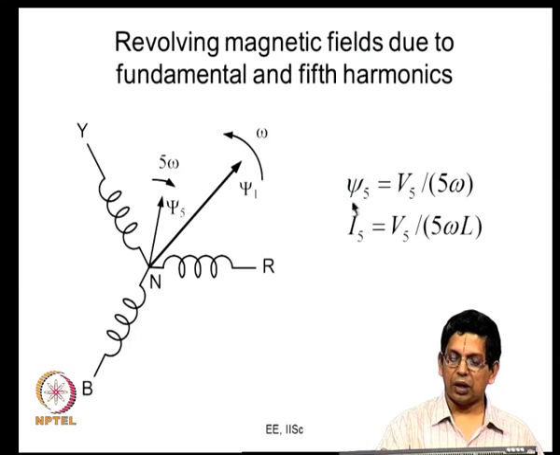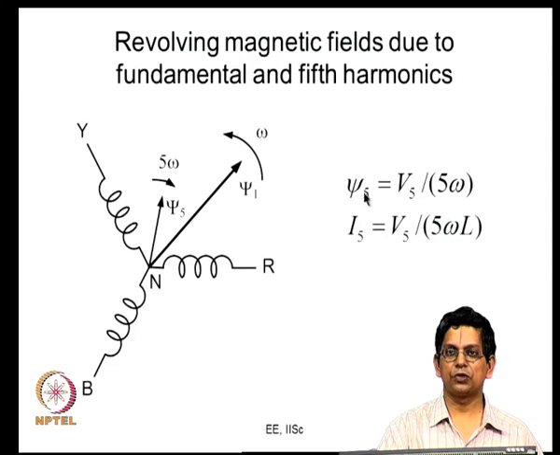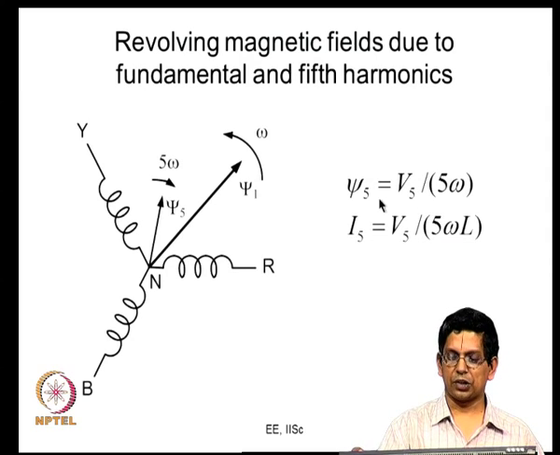So, the fifth harmonic causes a vector like this, psi s, whose magnitude can be given by that. Again, it causes a certain harmonic current which can be given by this now, where L is the leakage inductance. So, the fifth harmonic voltage causes a certain fifth harmonic current and fifth harmonic flux.